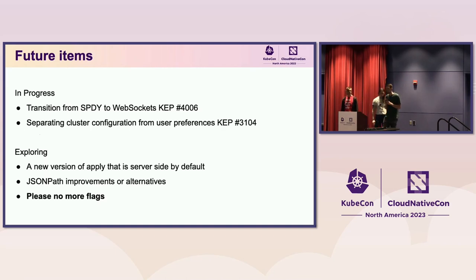Just a couple of future things that we're thinking through. In progress right now, we're working on transitioning from SPDY to WebSockets. Anyone know what SPDY is? It was a transitional protocol between HTTP/1 and 2. SPDY has long been deprecated, but the Kubernetes API server completely depends on SPDY. So we're pulling that out and hopefully transitioning over to a WebSocket approach. This is in shared partnership with the API machinery folks.